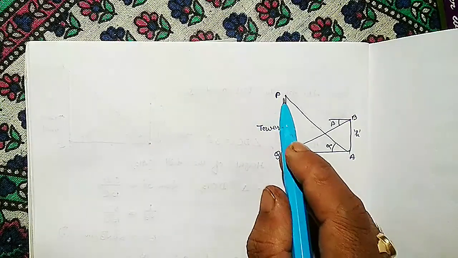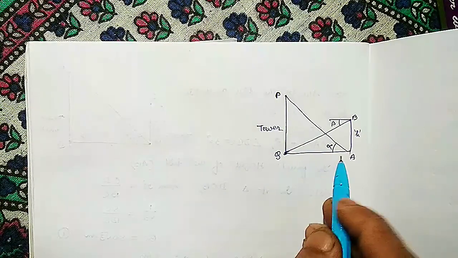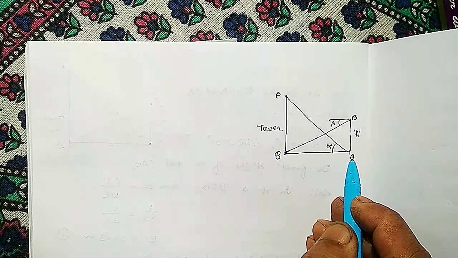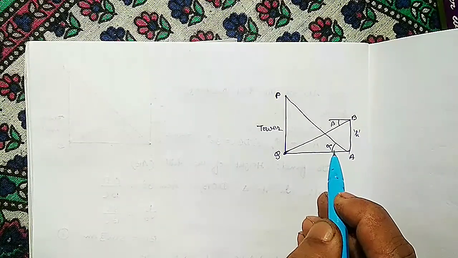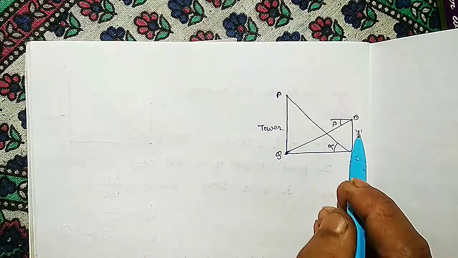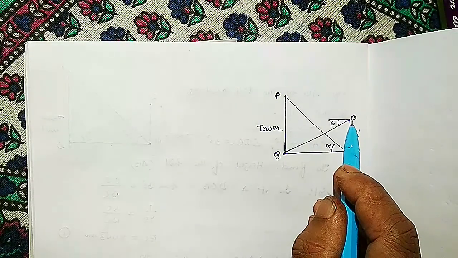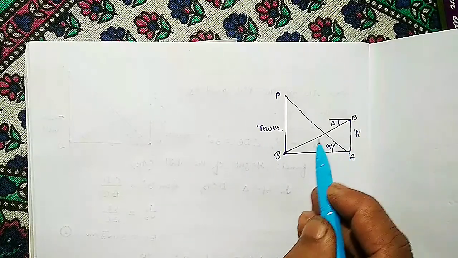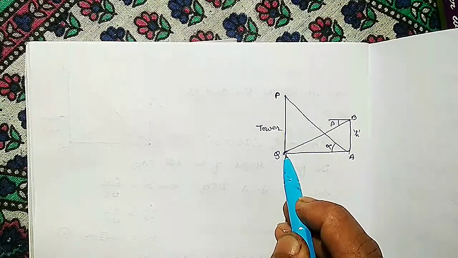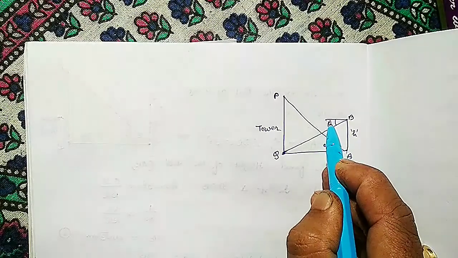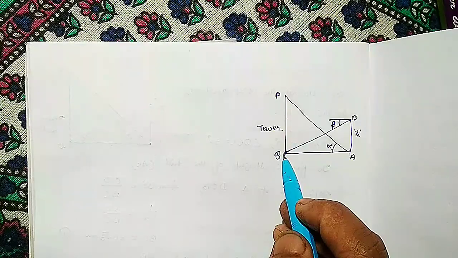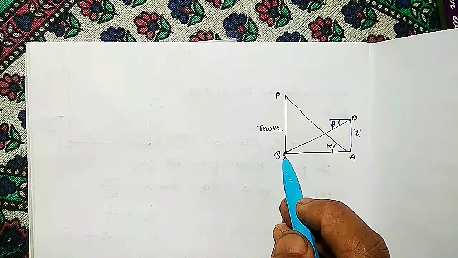Let me repeat. Suppose PQ is a tower and A is a point in the plane of its base. Now, as given in the question, this angle is alpha. Now suppose B is a point which is at a height of h meter from A, then the angle of depression of the foot of the tower is given as beta. And we have to show the height of the tower, that is PQ, equals h tan alpha cot beta.